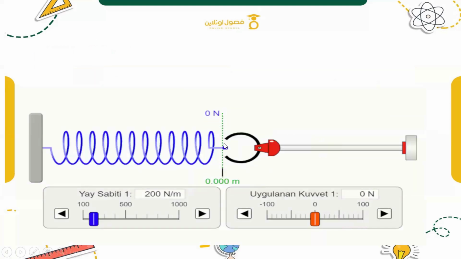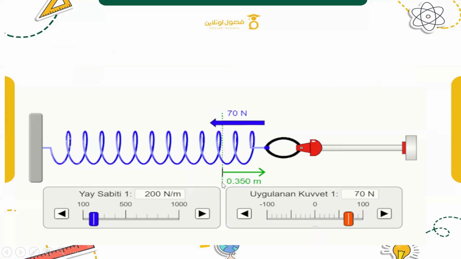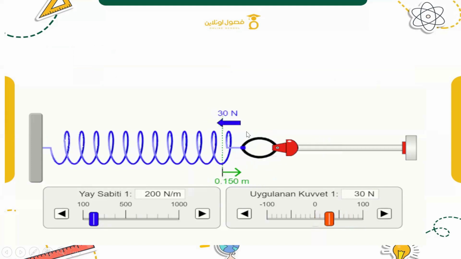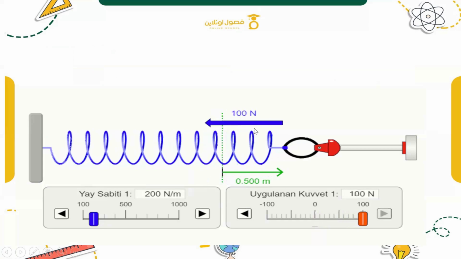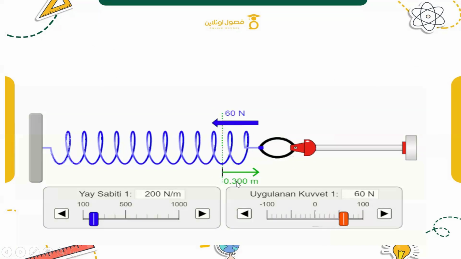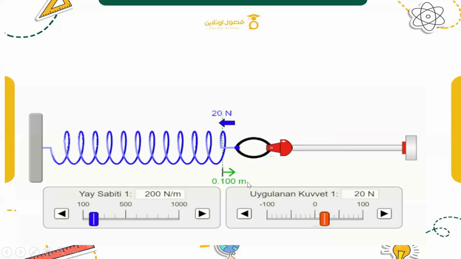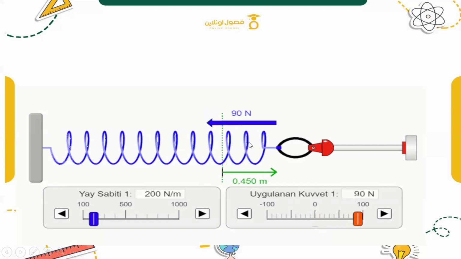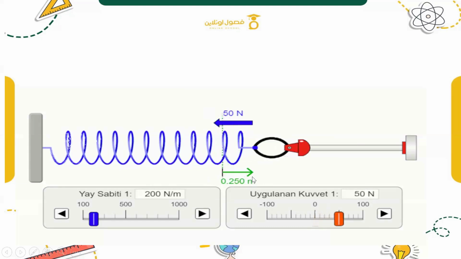At first, it started from zero Newton and zero displacement. Then the force is increased to become 40, 60, 70, 100. And the displacement here starts from zero and increases, starting with 0.5. When we increase the force, we increase the displacement.